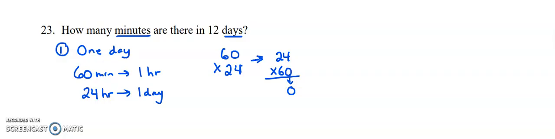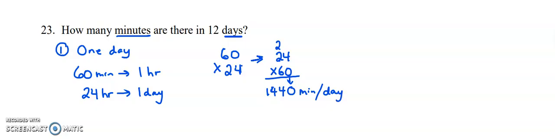So 6 times 4 is 24. Carry my 2 up high. And 6 times 2 is 12, plus 2 more is 14. So I was able to do this in one row instead of having to do 2 rows. So there's 1,440 minutes in one day.